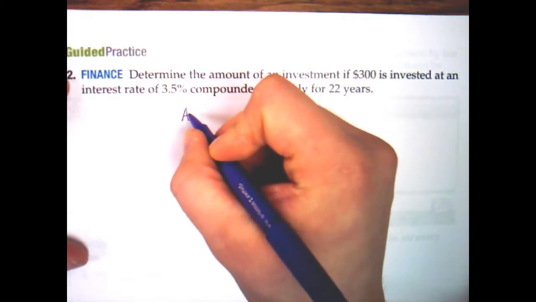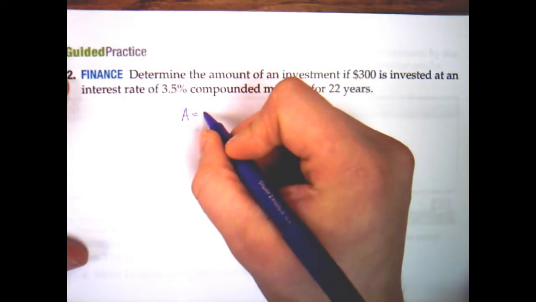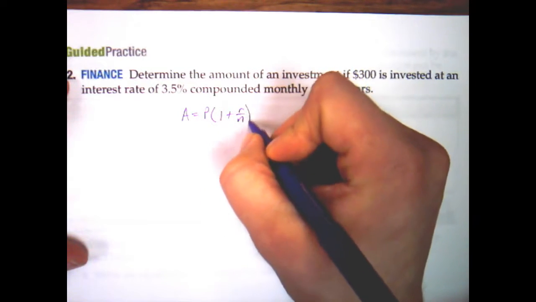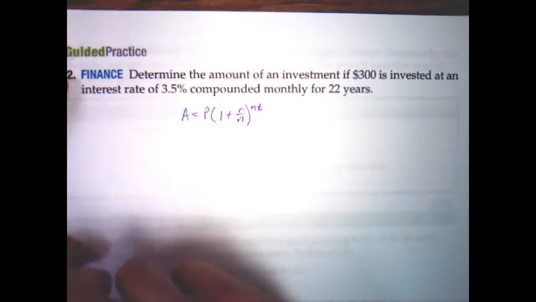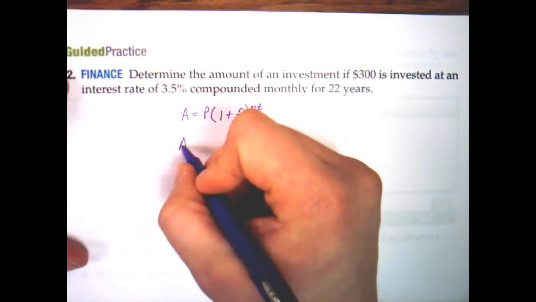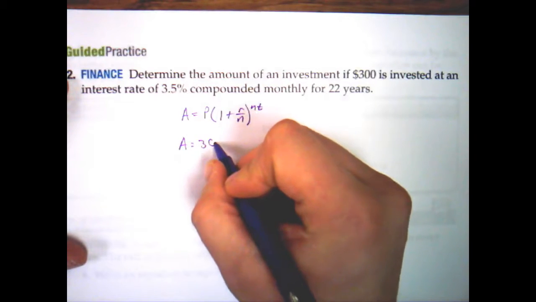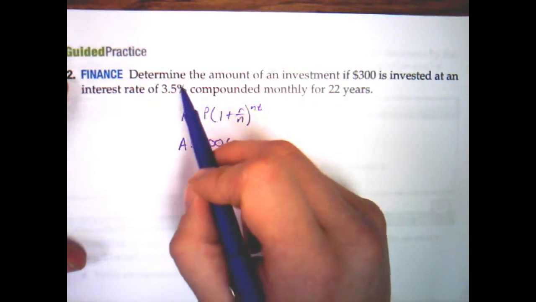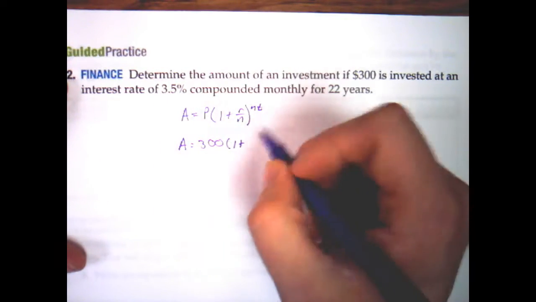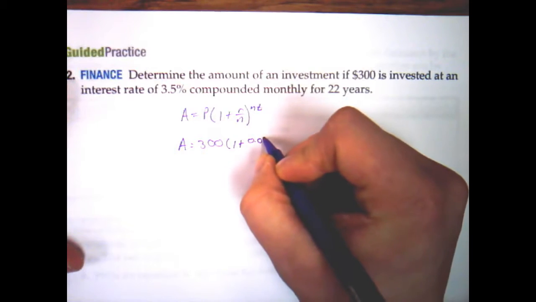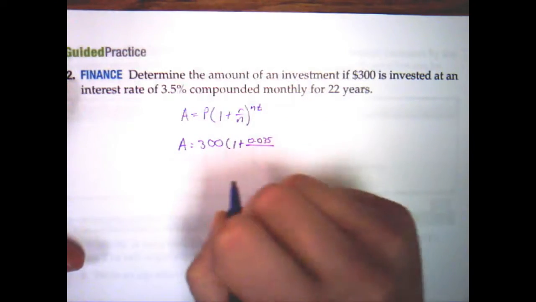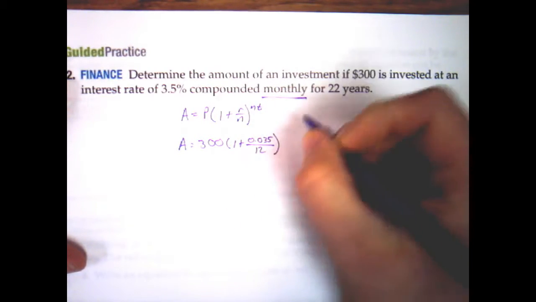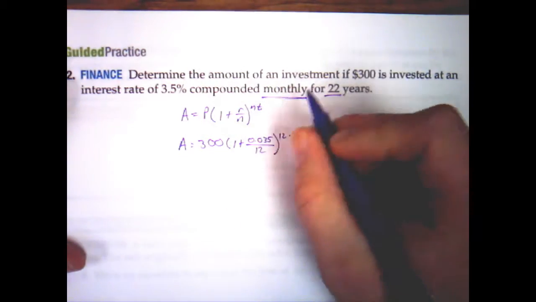Start with your equation. A equals P times 1 plus R over N raised to the NT. Plug in the information that you know. I don't know what it's currently worth, but I know we started with $300. 1 plus, what's the rate? 3.5%. Do not forget to write that as a decimal. It must be written as a decimal. 0.035. How many times is it compounded per year? Monthly? Well, that would be 12 times. So 12 times, and how many years? 22.